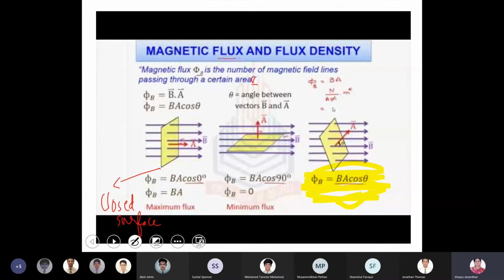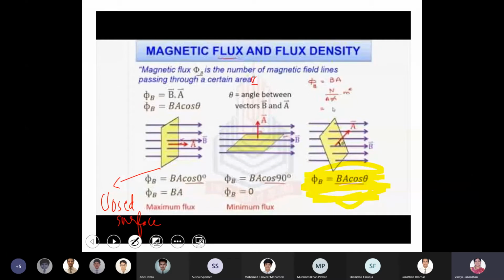Okay. So what is magnetic flux? Magnetic flux is the number of field lines passing through any area perpendicular to its surface. That's very, very important. So phi is equal to BA cos theta. Theta is the angle between the area vector and the magnetic field vector.